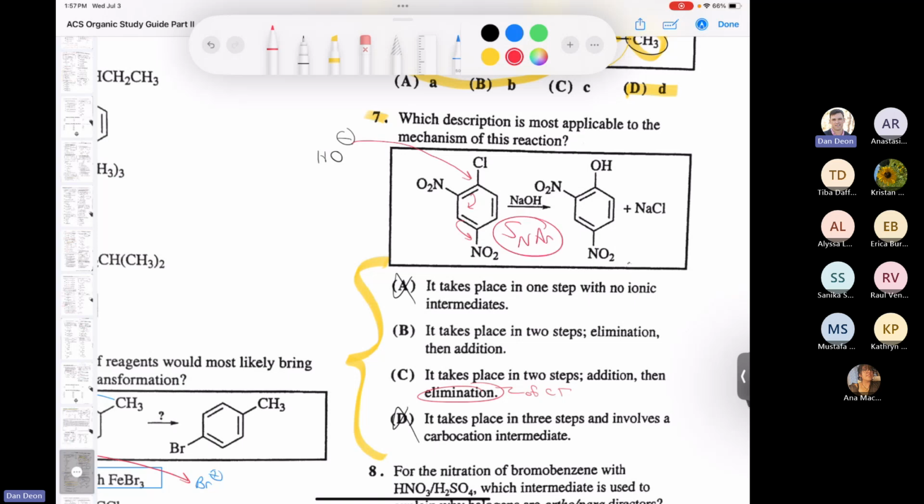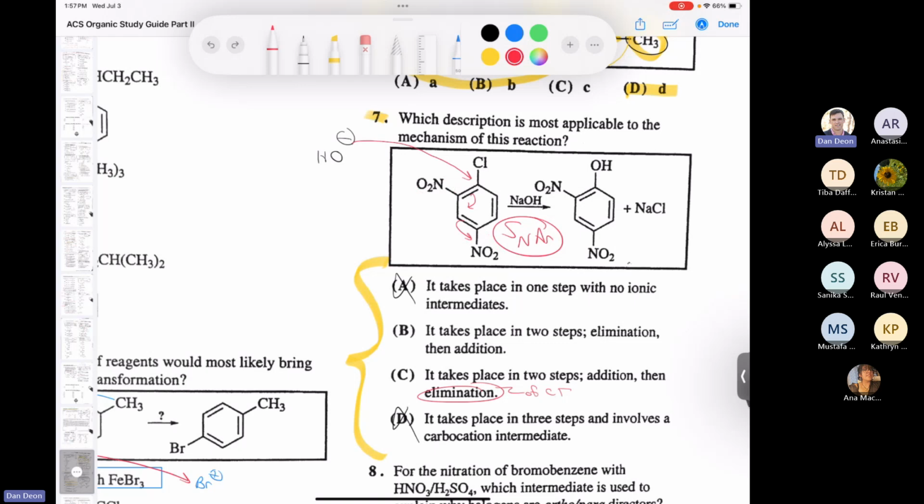So if you remember, the requirements for an SNAr was that you have a good leaving group, right? Like the conjugate base of a strong acid, like a chloride, bromide, iodide, that you have a good nucleophile, like a hydroxide, and that you have a strong electron withdrawing group either in the ortho position or the para position. And here you see we have both, okay? So you do a nucleophilic attack, and then you lose the chloride in your SNAr.